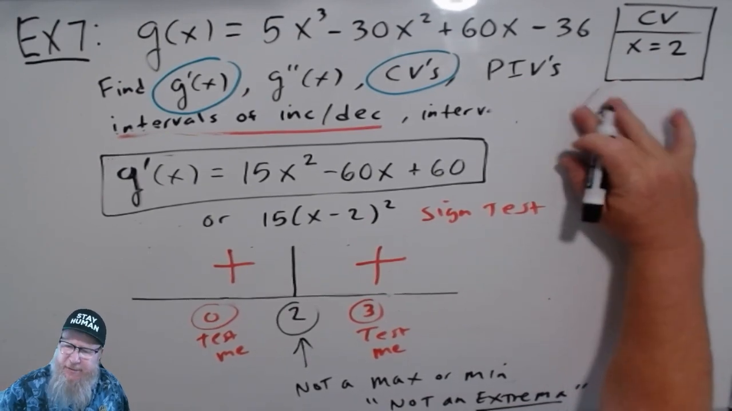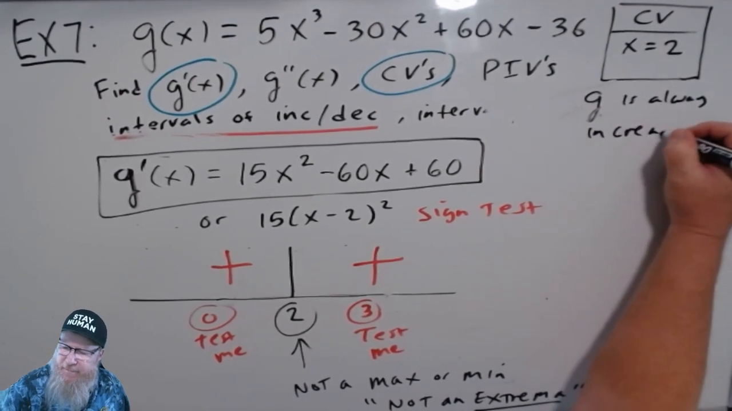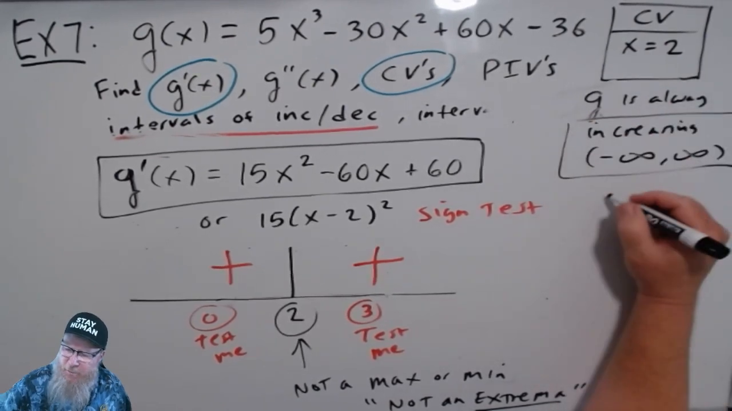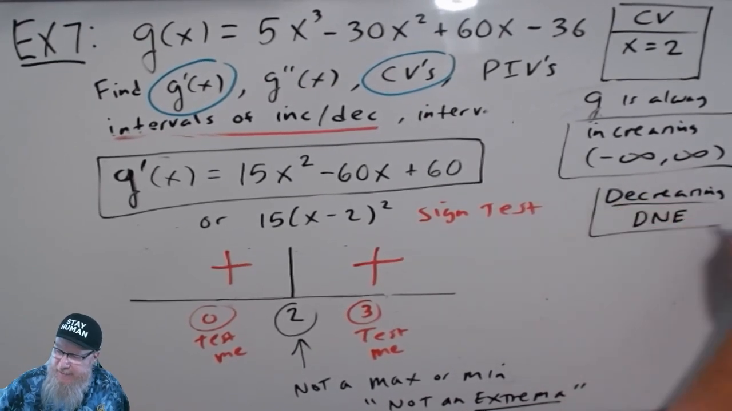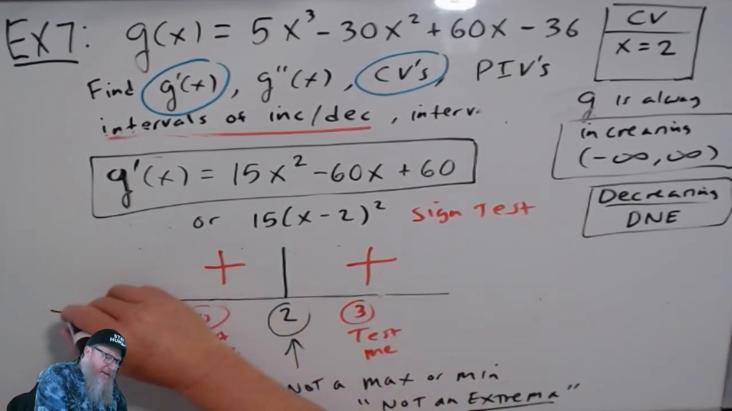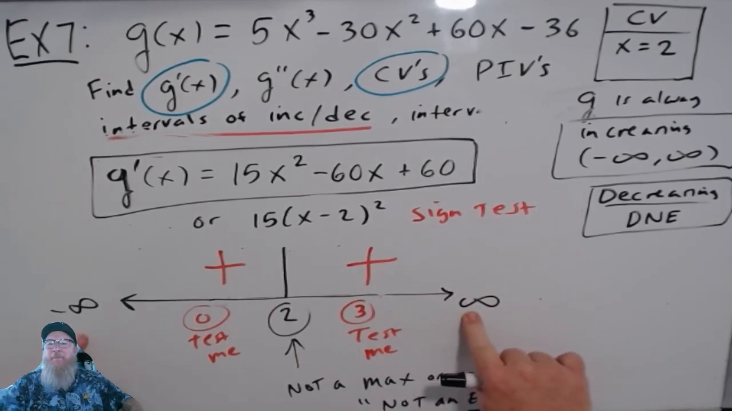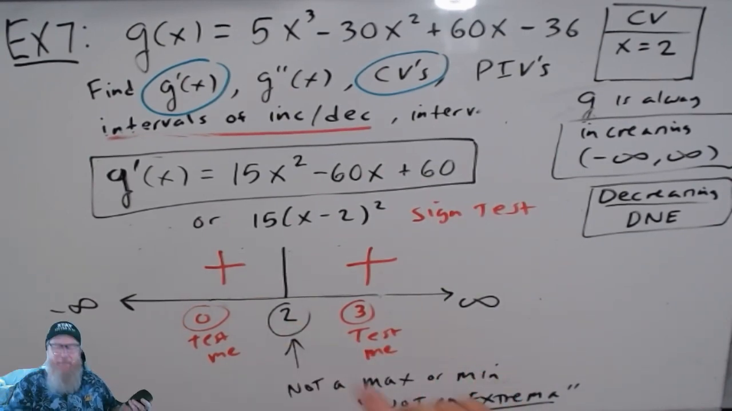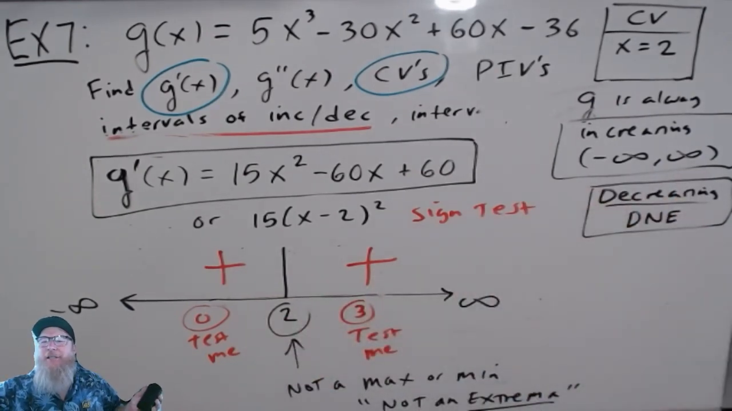g of x is always increasing, negative infinity to infinity. Which means the decreasing is DNE. It does not exist. All right. Now, I mean, you could say negative infinity to 2 and then union 2 to infinity. But when you union two sets together that have a common number in that point, we usually just include that in the answer. So it's just negative infinity to infinity.